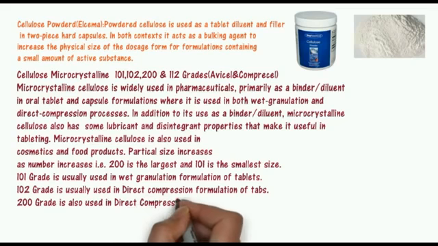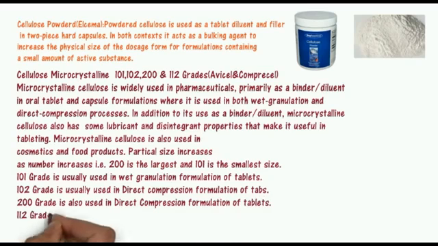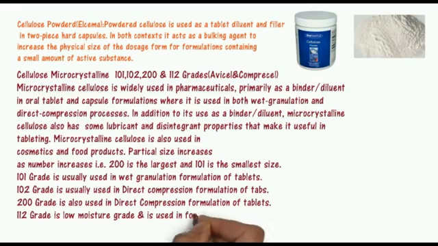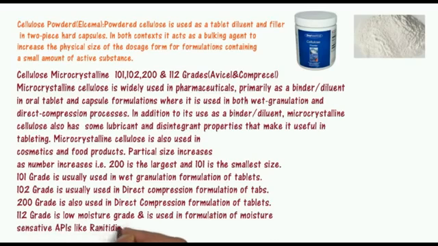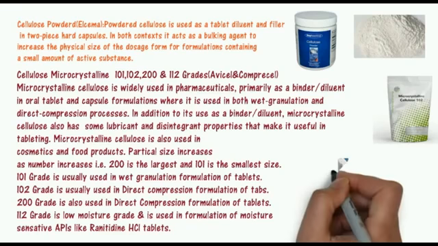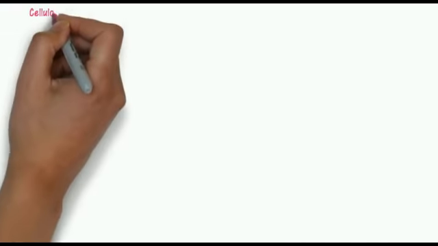And the next one is the 112 grade, the low moisture content grade of cellulose. It is used in formulation of moisture sensitive active pharmaceutical ingredients like ranitidine hydrochloride tablets. This 112 grade is used as a filler or a diluent. This is the microcrystalline cellulose bag and this is the microcrystalline cellulose powder which is used in the tableting process.